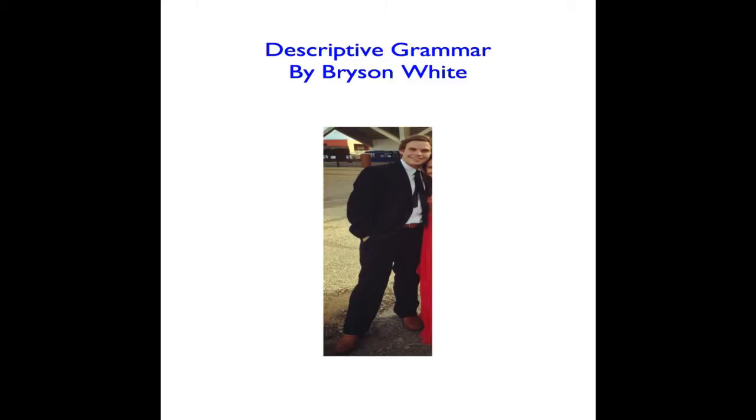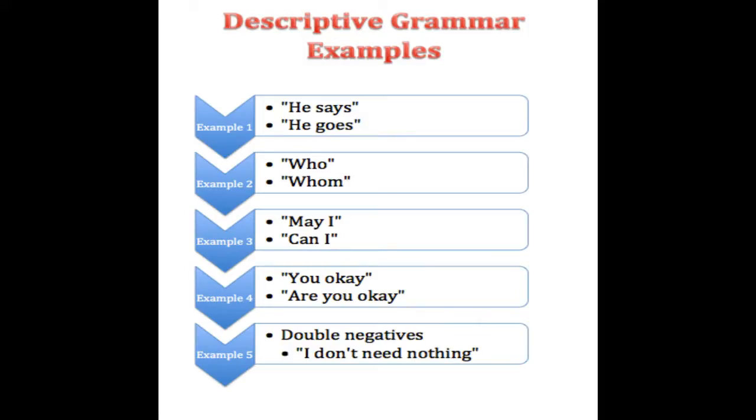Here are some examples of descriptive grammar. Example 1, he says and he goes. When you are telling a story to someone and saying what another person says, you'd probably say he goes and say what that person said. But the correct thing to say would be he says and continue on with what the person is saying. Using he goes is descriptive grammar because it is not correct, but is how we communicate with each other.